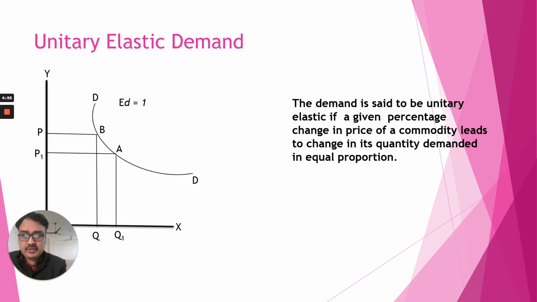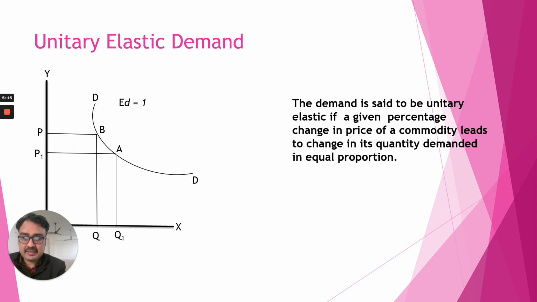Next is the unitary elastic demand. In this case, demand will be unitary elastic, that is price elasticity of demand will be equal to 1 if a given percentage change in price of the commodity leads to change in quantity demanded in the same proportion.